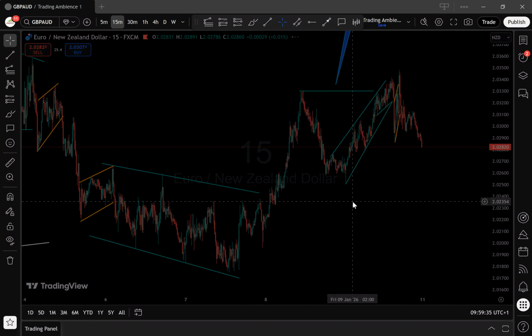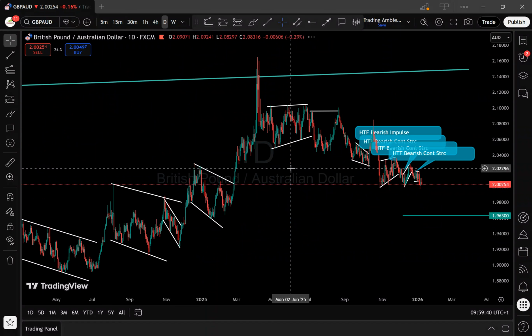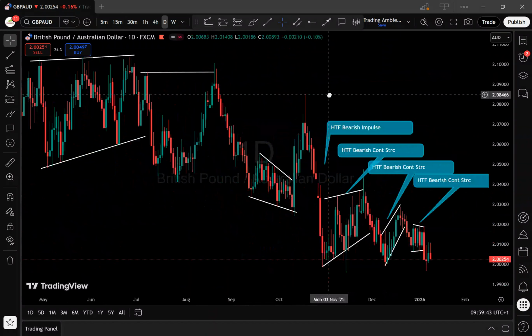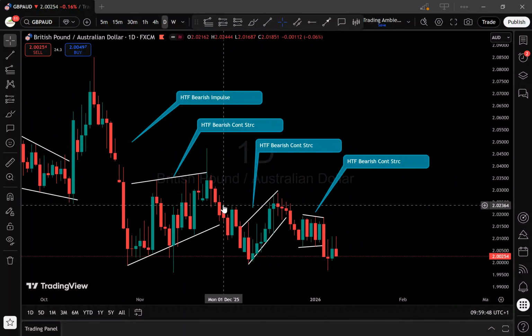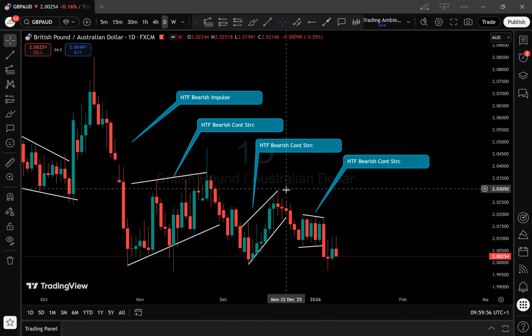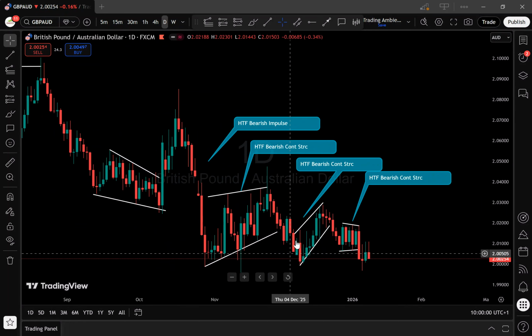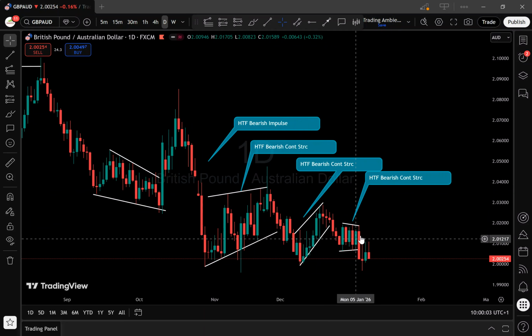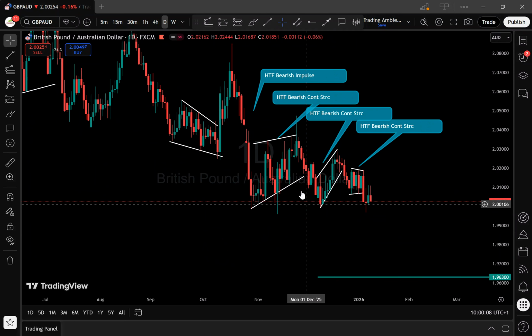So the next pair in line is GBP AUD. We took a trade here as well last week and made a decent profit. So right now, this is what we have presently. We have this bearish impulse, bearish continuation, bearish impulse, bearish continuation, bearish impulse, bearish continuation, all on the higher time frame, on the daily time frame. So our target right now is this level.